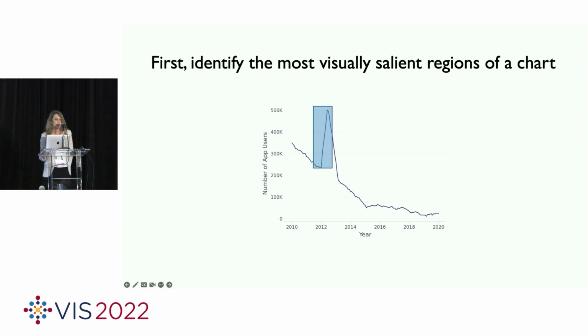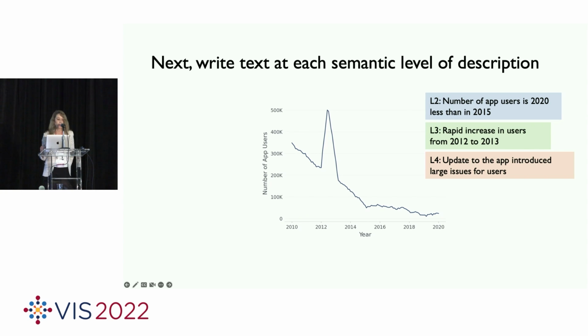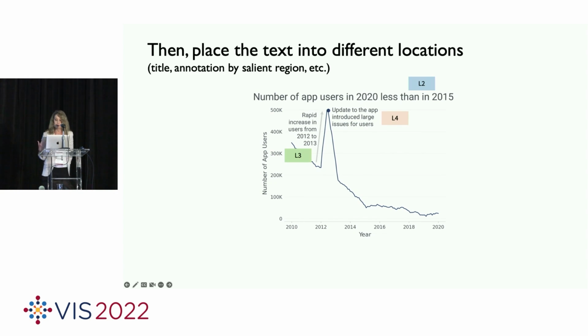So, as in the other study, we used univariate line charts, and we first identified the visually most salient regions of the chart. We then created text at the different levels of description that corresponded to, in this case, that peak. And then we placed the different types of text at different positions on the charts, varying them appropriately for a controlled experiment, and some charts had more text than others. So in this example, the title is labeled with level 2, the peak with level 3 language, and the high-level contextual information is positioned as a point accompanied by a blue dot. And we did a between participant study with this information.